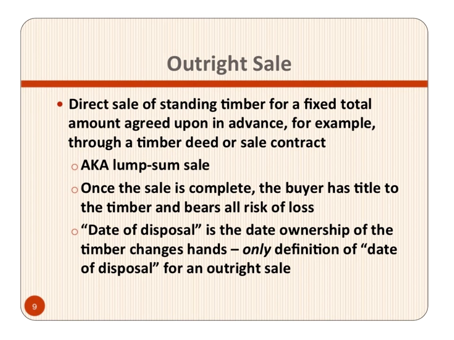So the first one of those three methods is outright sale. This is the direct sale of standing timber for a fixed total amount agreed upon in advance, for example, through a timber deed or sale contract. So the common name for this is a lump sum sale. Once the sale is complete, the buyer has title to the timber and bears all risk of loss. So the seller no longer has risk of loss once the contract is signed and he has this check in his hand. Date of disposal in this case is the date ownership of the timber changes hands. This is the only definition for date of disposal for an outright sale, whether you're selling it as an investor or selling it as a participant in a trade or business.